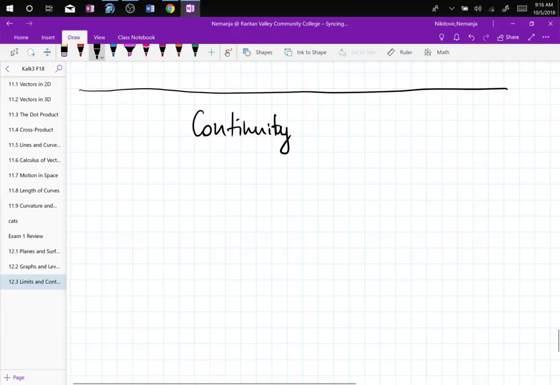Continuity. So this will be done the same way as in Calculus 1. We define continuity at the point and then so on. So we start with the continuity at the point. So that's a definition.